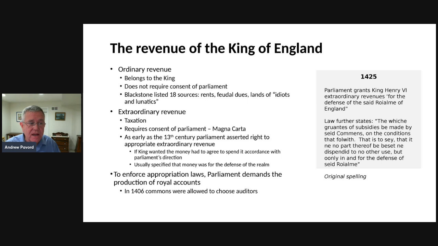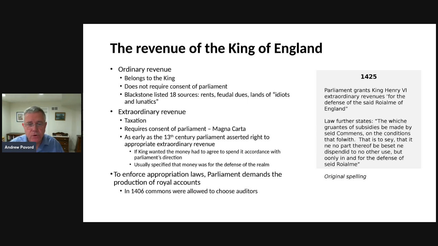The king, to get Parliament's consent, had to agree to spend the revenue in accordance with Parliament's direction. And almost always that was limited for the defense of the realm. And there's an example of this in 1425 on the right here, where Parliament granted King Henry VI extraordinary revenues for, quote, for the defense of said realm of England.